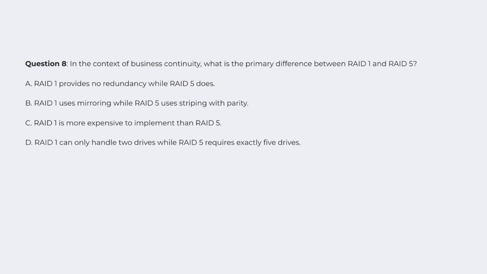Question 8. In the context of business continuity, what is the primary difference between RAID 1 and RAID 5? A. RAID 1 provides no redundancy while RAID 5 does. B. RAID 1 uses mirroring while RAID 5 uses striping with parity. C. RAID 1 is more expensive to implement than RAID 5. D. RAID 1 can only handle 2 drives while RAID 5 requires exactly 5 drives.